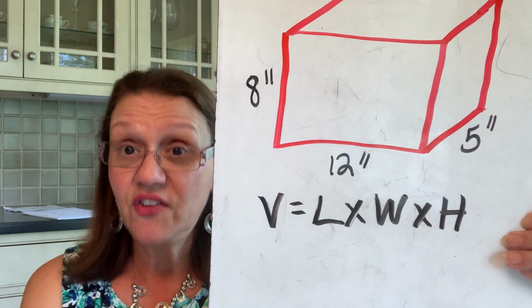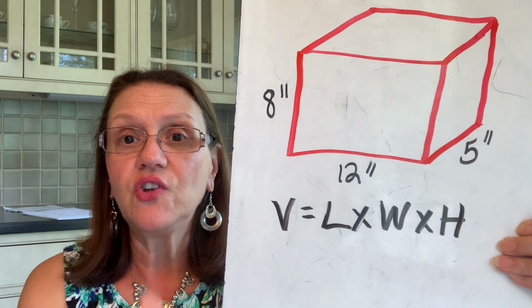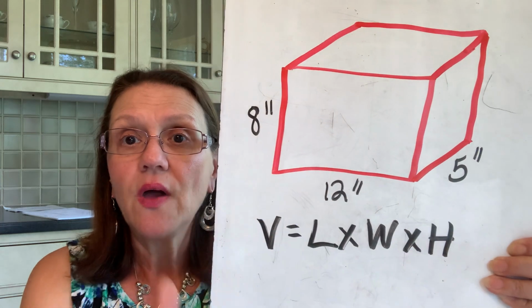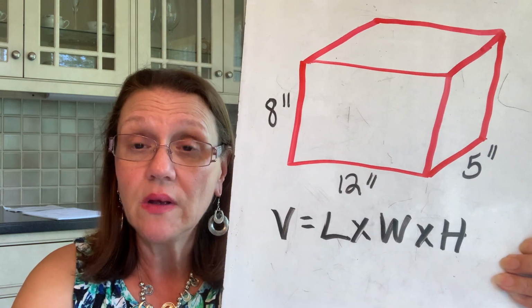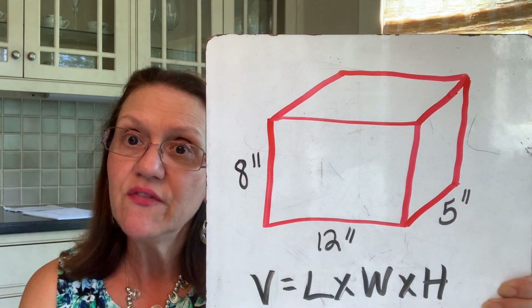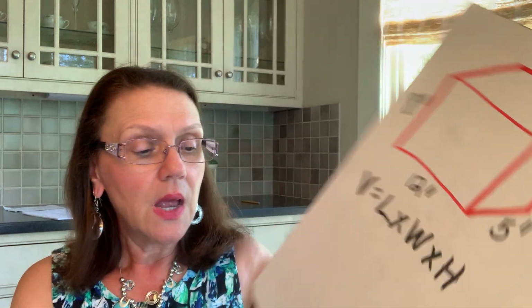So I've stated my formula. Now I'm going to substitute, and I can do that with my figure, my measurements that are given in my diagram. And I can use the multiplication properties to multiply this any way I like. So you don't have to do length, width, height. You can interchange them however you want to. I'm not real fussy about that at all. So in this case, I'm going to do 12 times 5 times 8.